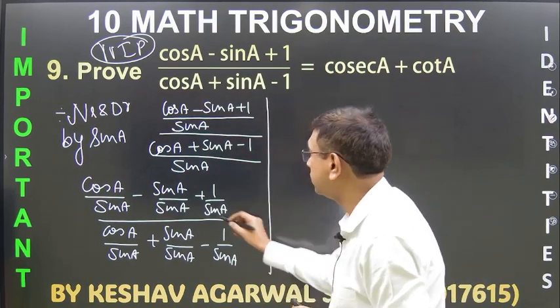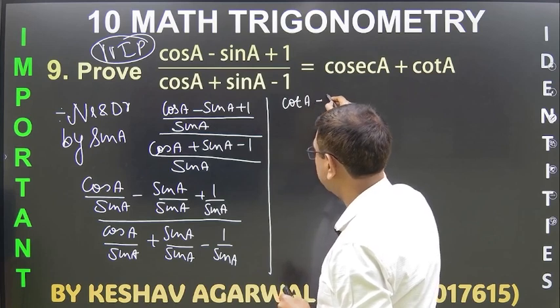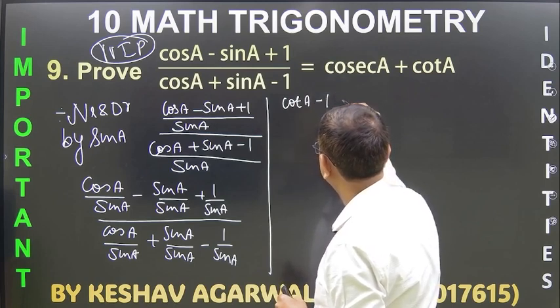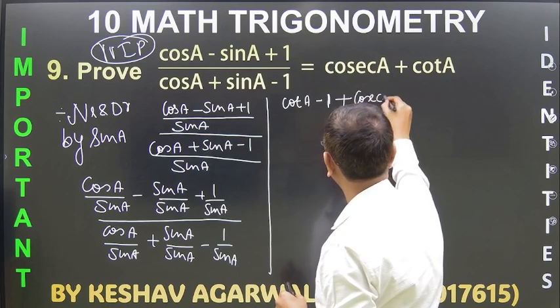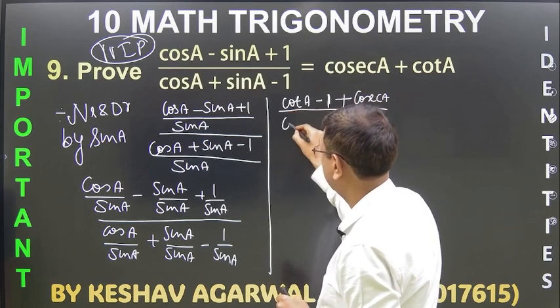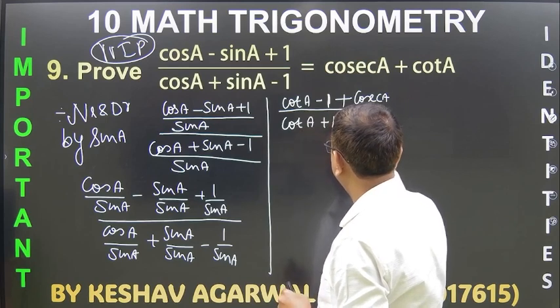So what are you going to get now, children? You are going to get cot A minus 1 plus cosec A. And what are you going to get? Cot A plus 1 minus cosec A.